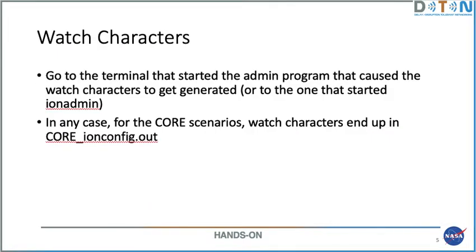Talked a little bit before about watch characters. ION will, if you configure it to, spit out some single character mnemonics when various events occur. Those can be useful to figure out where, again, what ION thinks is going on. Are bundles being received? Are they being queued for transmission? Are they getting stuck somewhere in LTP? And the place to find those is the terminal that caused the watch characters to be generated.